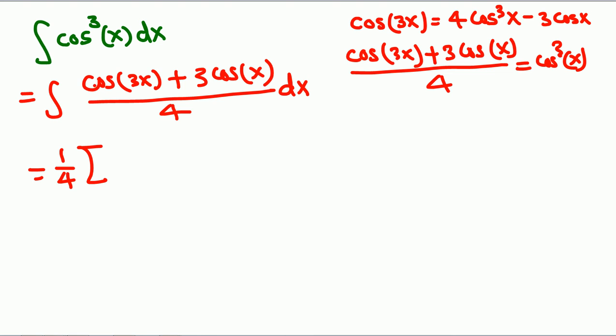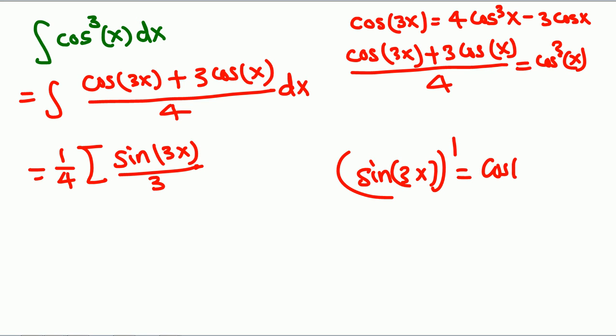Now the antiderivative of cosine 3x: the antiderivative of cosine is sine 3x, but the angle is 3, so we need to divide by 3, right? When we find the derivative of sine 3x, that will be cosine 3x times the derivative of 3x, 3. So when we take the derivative, we multiply. Using u substitution, you will find when we take the antiderivative, you need to divide by that number. Plus 3 is 3, and the antiderivative of cosine x is sine x plus c.